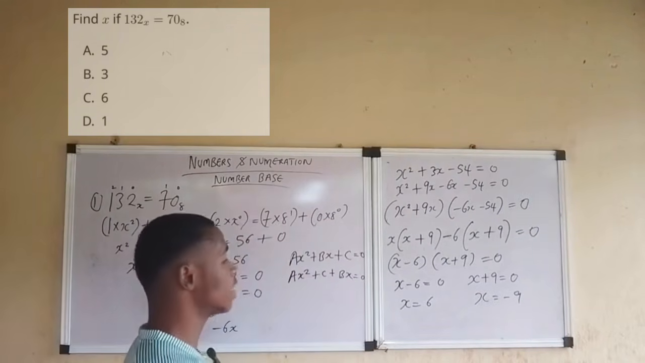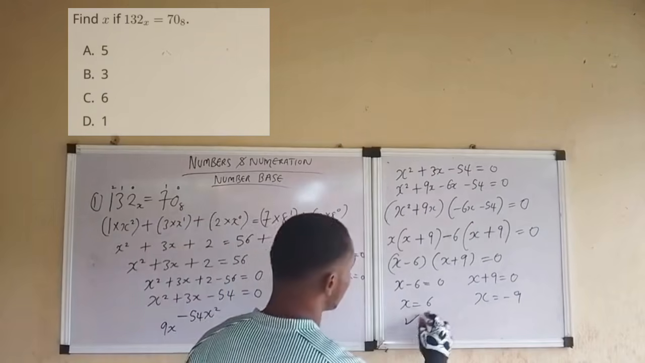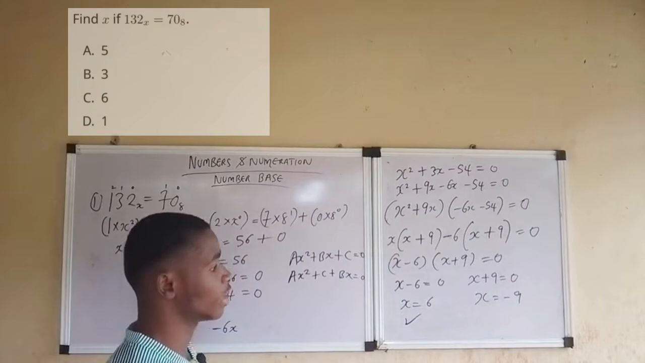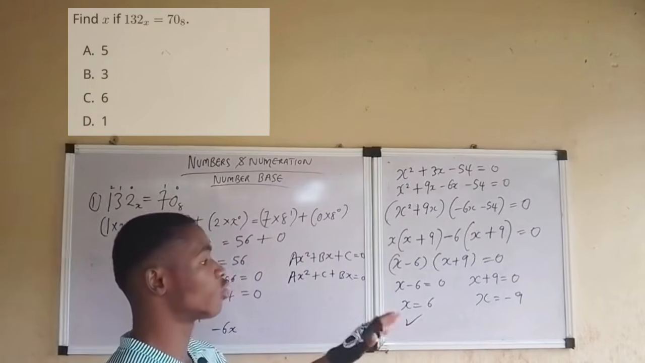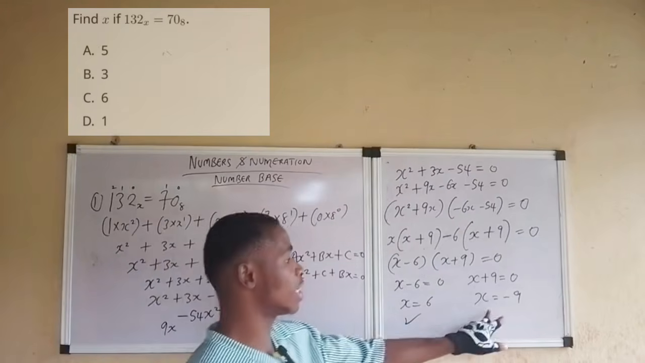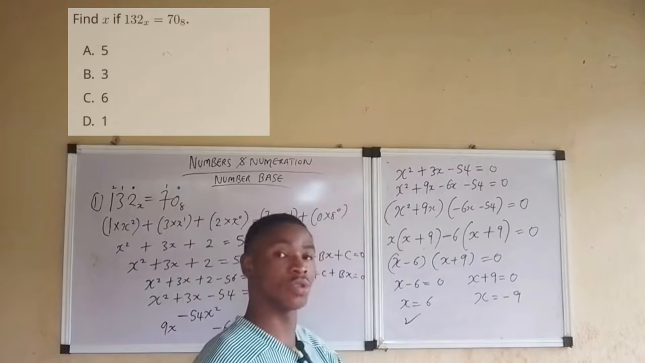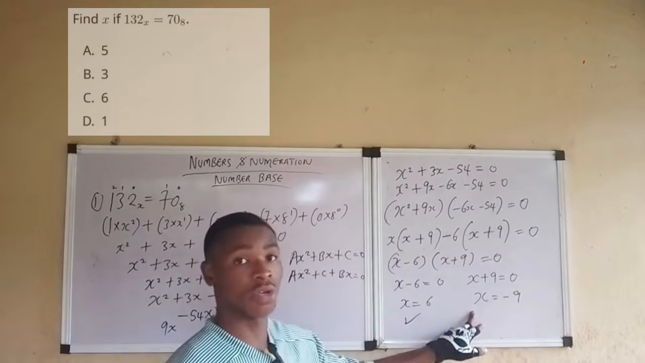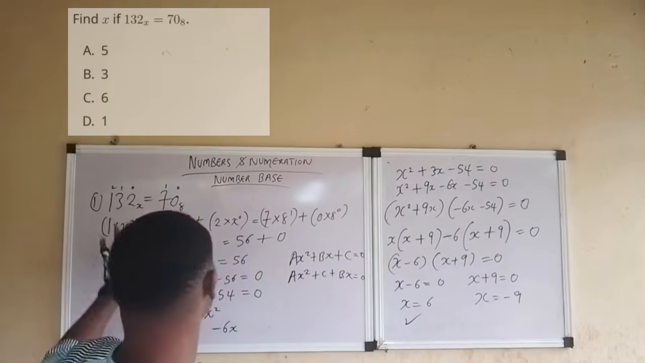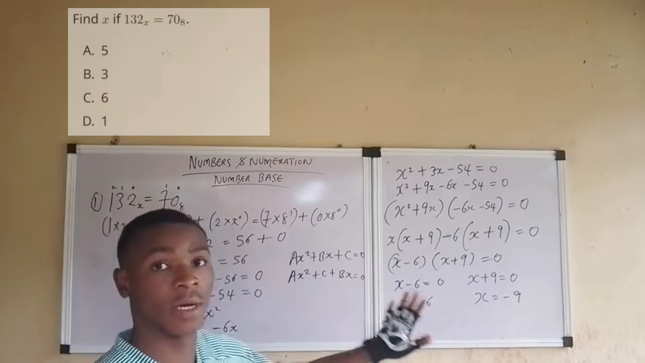So what will be the correct answer? The correct answer is x equals to 6. Do you understand? Why is the answer not x equals to minus 9? If minus 9 was in the option, picking minus 9 would be wrong, because a base must always be a positive number.